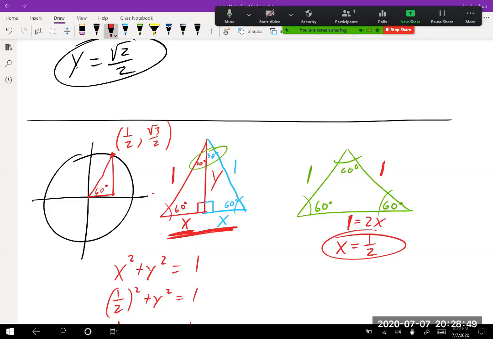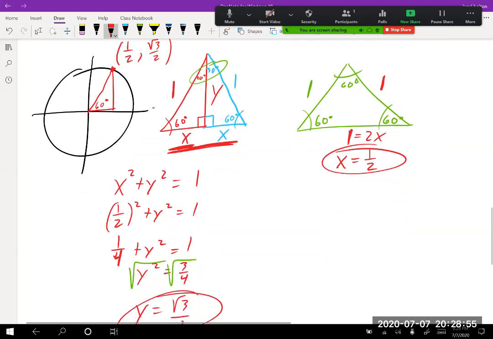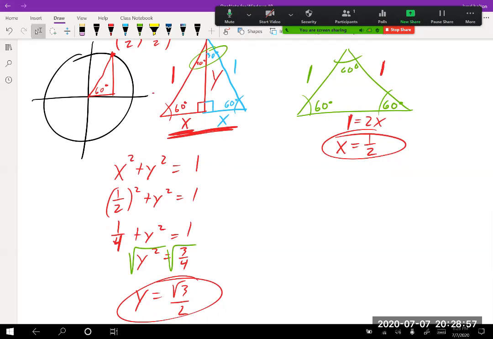From this kind of trick of turning a 30, 60, 90 into a 60, 60, 60 triangle, kind of sneaky, now I can answer all the trig functions. I can say the sine of 60 degrees is equal to, let's see, sine is associated with y, square root 3 over 2. Cosine is associated with x, so I could say 1/2.